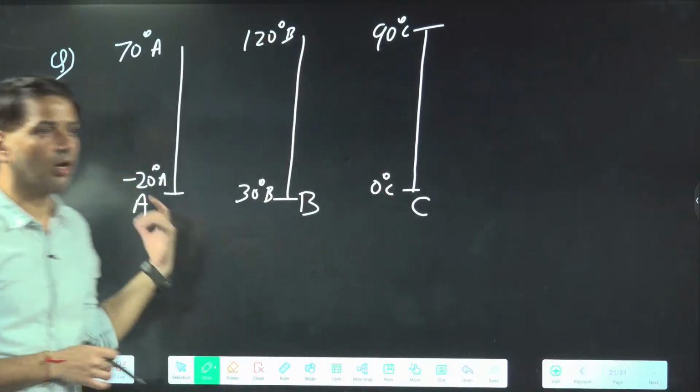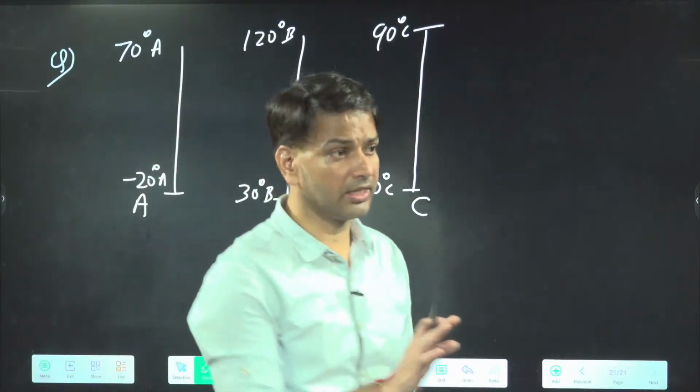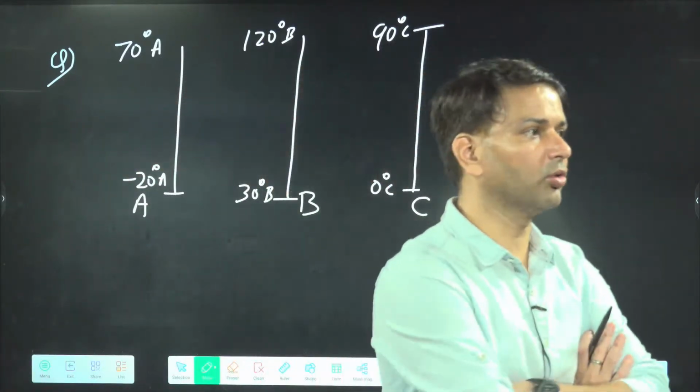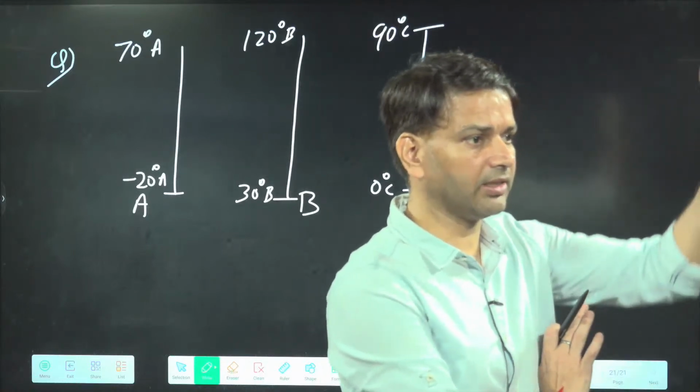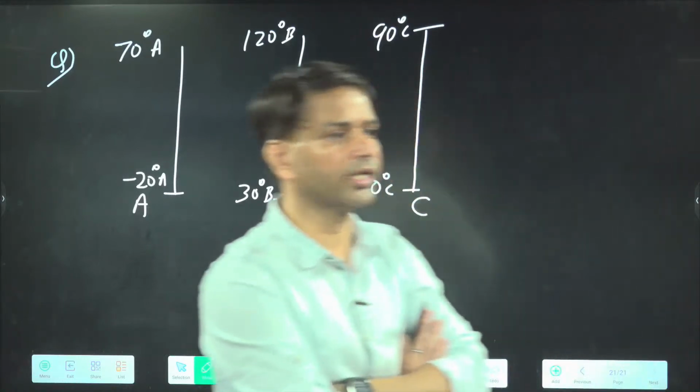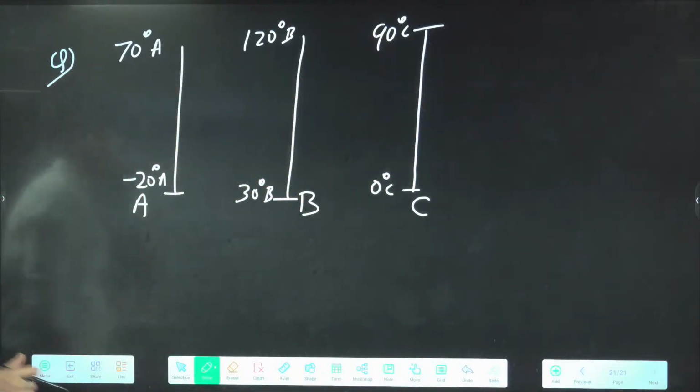One thing is common in all three scales: the difference of the temperature, or the number of divisions, is 90 in all. Yes or no? 70 minus of minus 20 is 90. 120 minus 30 is 90. 90 minus 0 is 90. Okay, now these are the three scales we have been given.